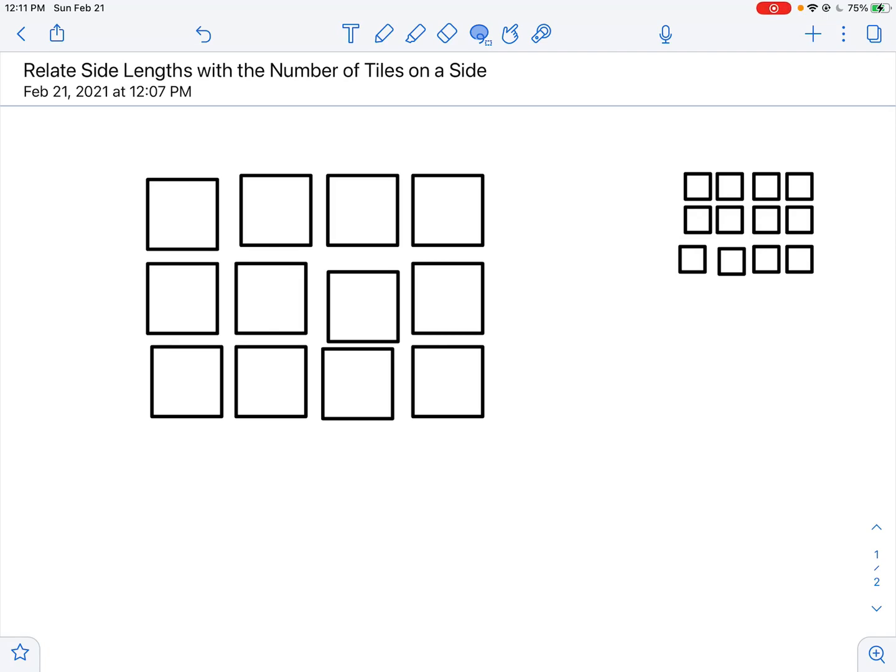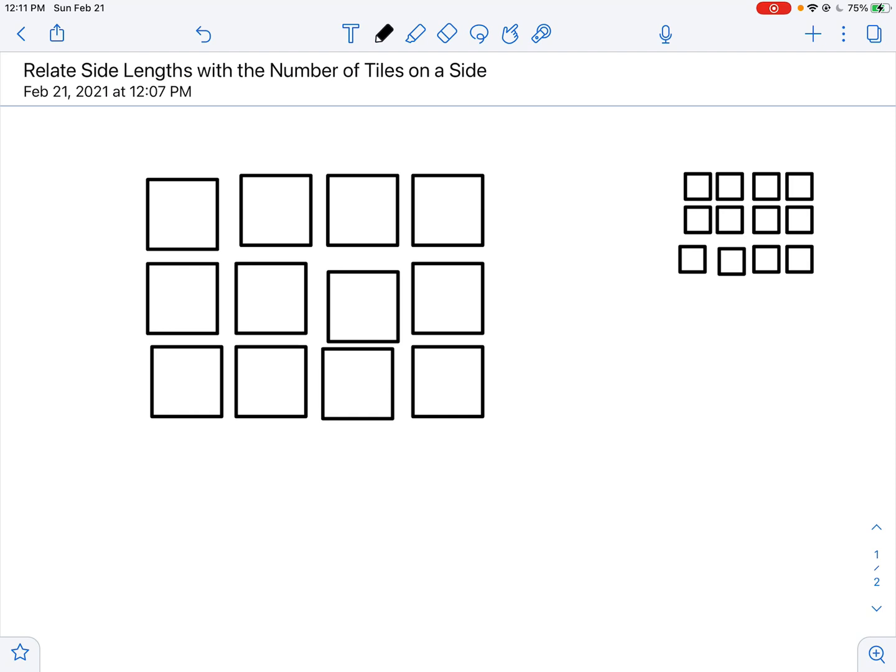Everybody. Today we're going to continue to take a look at finding the area of rectangles. And you'll notice that today I have some squares sort of set up here because we're going to talk about a few important things. So first of all, let's just take a look at the tiles that I have here. You'll notice that I have two different size tiles here.